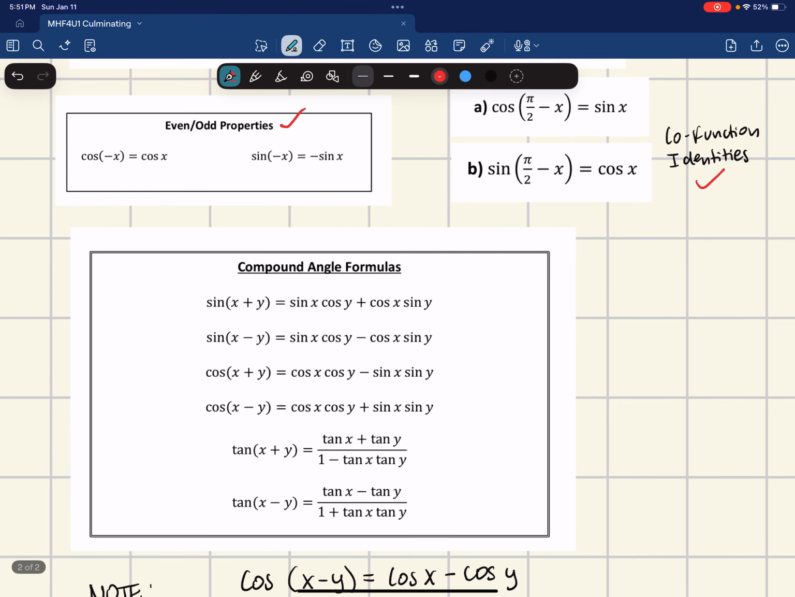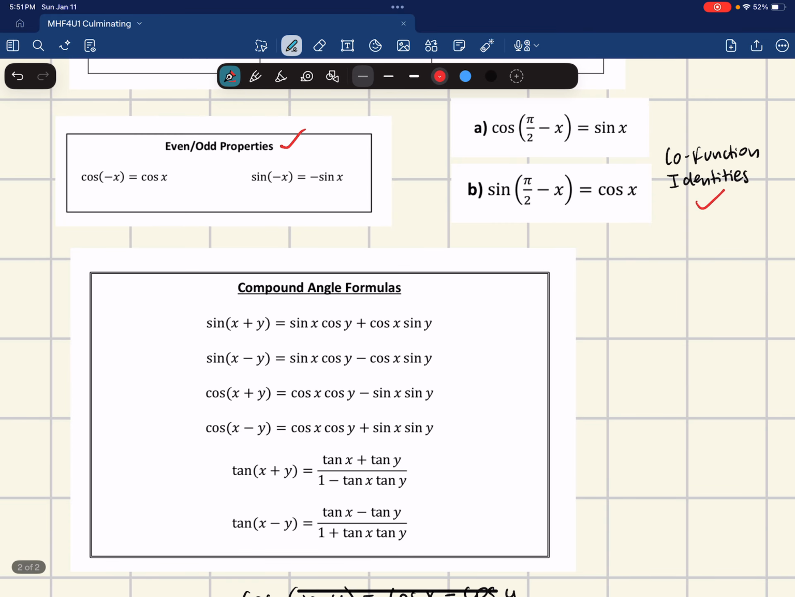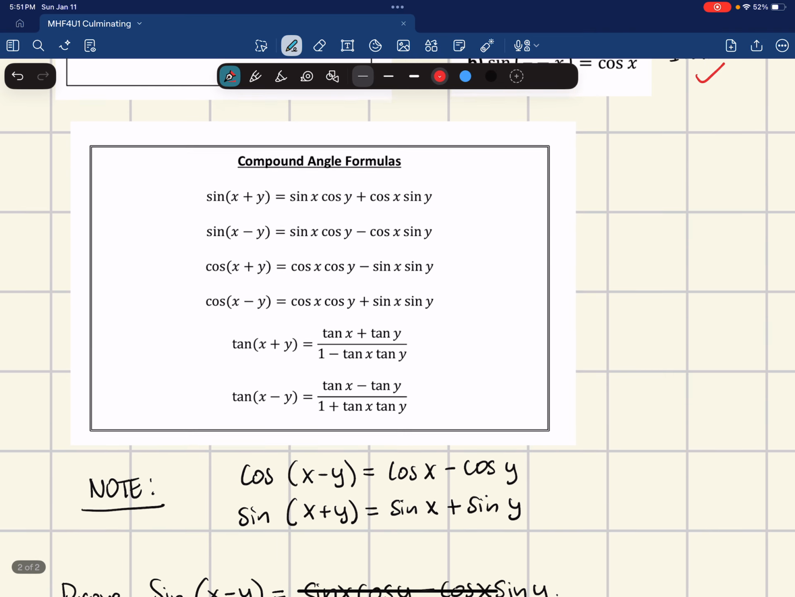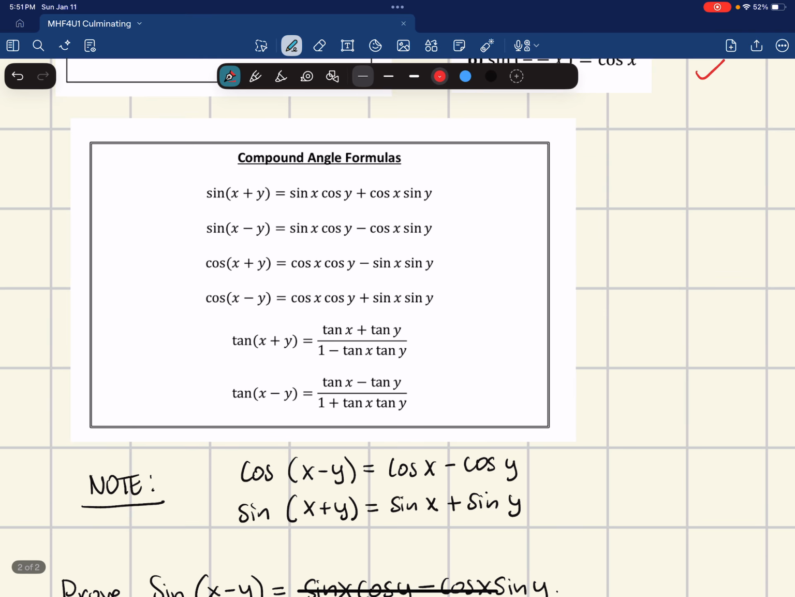Now, compound angles is a very new concept that we're learning in grade 12, so I'm just going to run you through it a little bit. These are all the formulas that you need to know for it. But the 2 main ones that I'm going to focus on are this one and this one, because these 2 are really the most important ones. If you understand the negative one, then you automatically understand the positive ones.